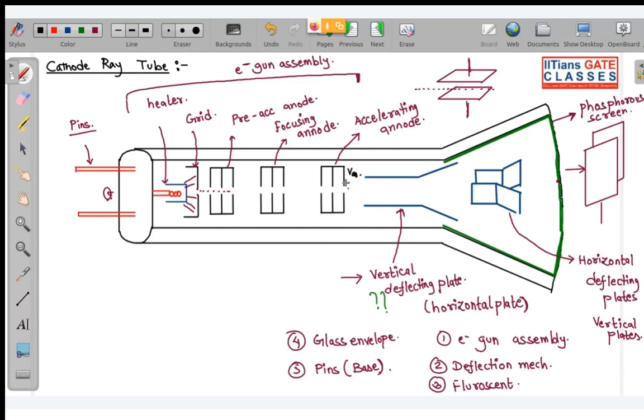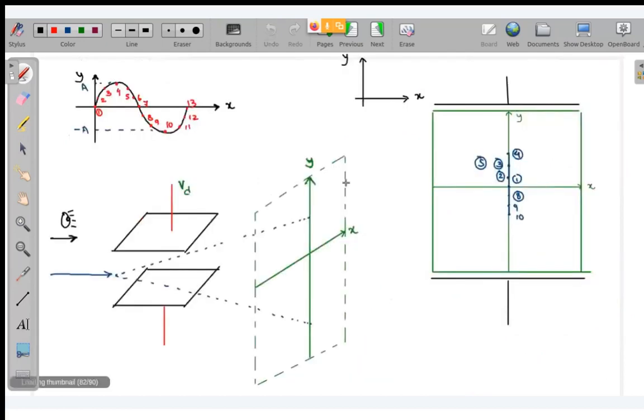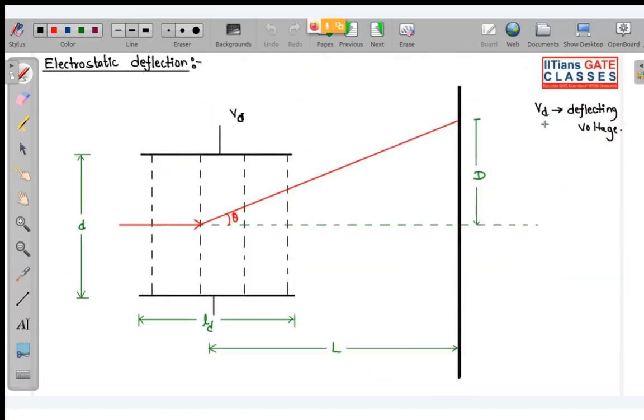Is it clear or not? So VA is what? VA is your accelerating or pre-accelerating anode voltage. So let me write it as pre-accelerating anode voltage. So I will denote it somewhere over here, VA. Okay, pre-accelerating anode voltage. So one thing I have made a mistake.